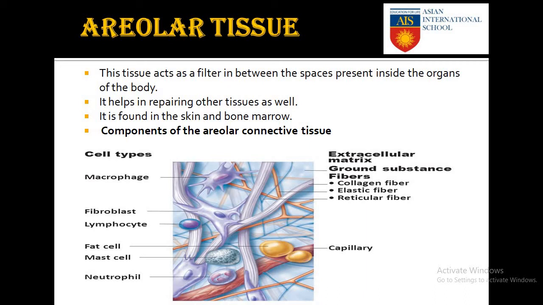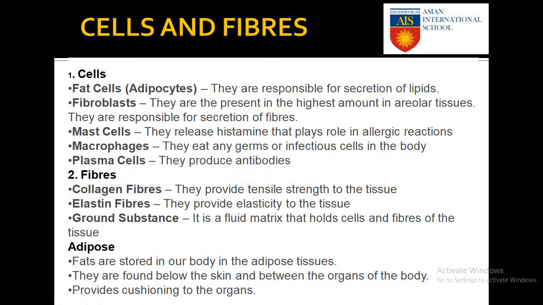This areolar tissue is found in the skin and bone marrow. These are the components of the areolar connective tissue: macrophage, which can kill harmful cells; fibroblast, lymphocyte, WBC, fat cell, mast cell, neutrophil; and collagen fiber, elastic fiber, reticular fiber, capillaries, and so on. Okay. Now, cells and fibers.